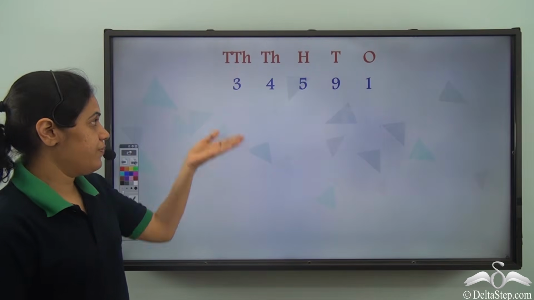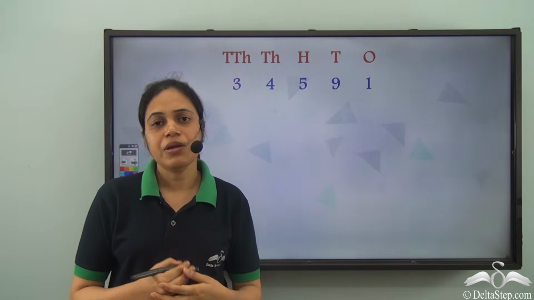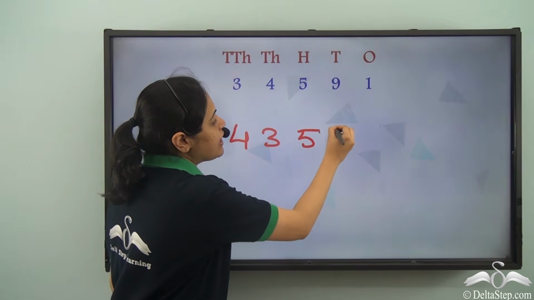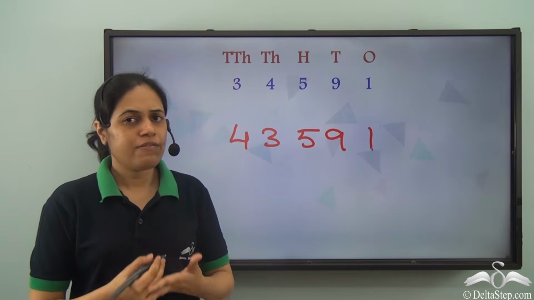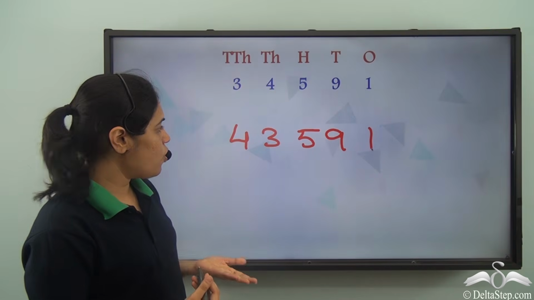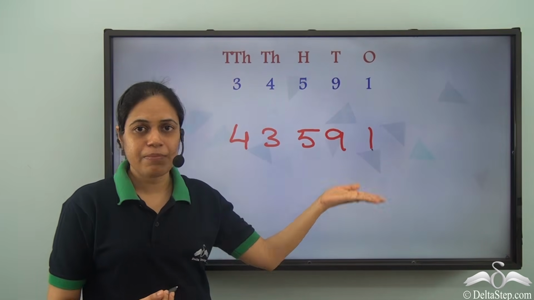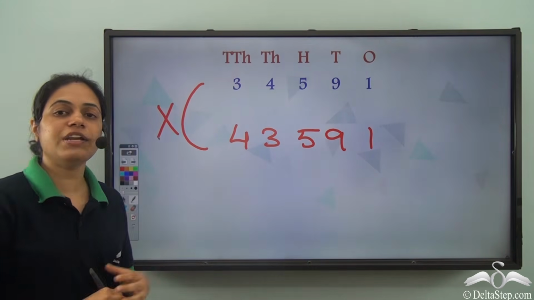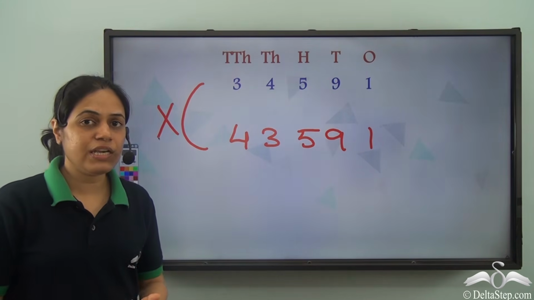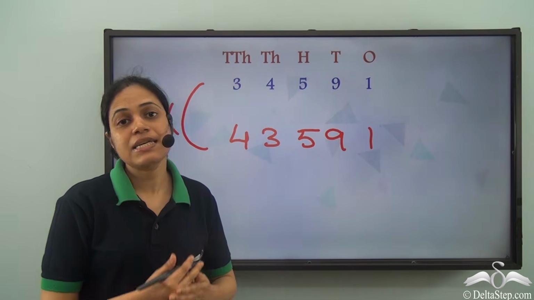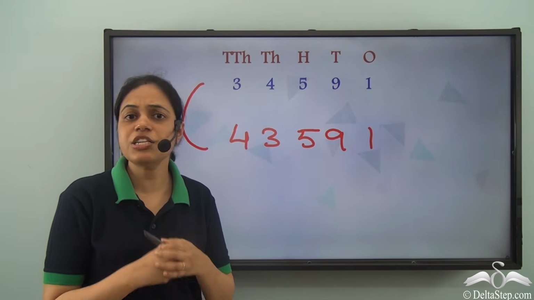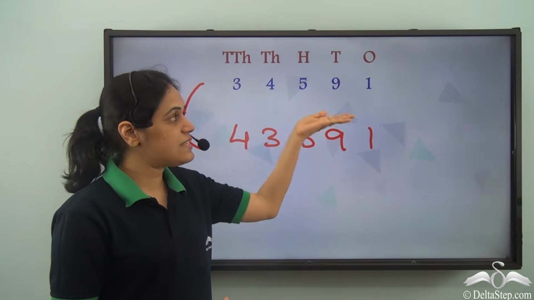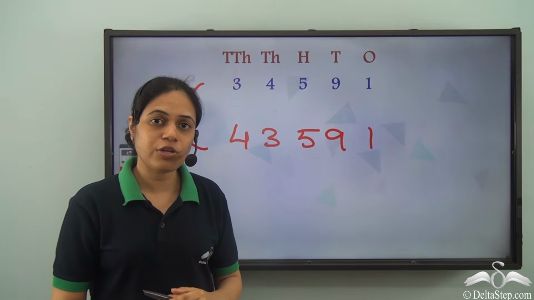Now look at this number, 34591. What if I write this number as 43591? Will this number be the same? No, although the digits are the same, the number is not the same. It is a completely different number. So what do we see? Not just the digits, but in which place they are written is also important. In fact, it is very important in mathematics. So the place where the digits are written is very important.